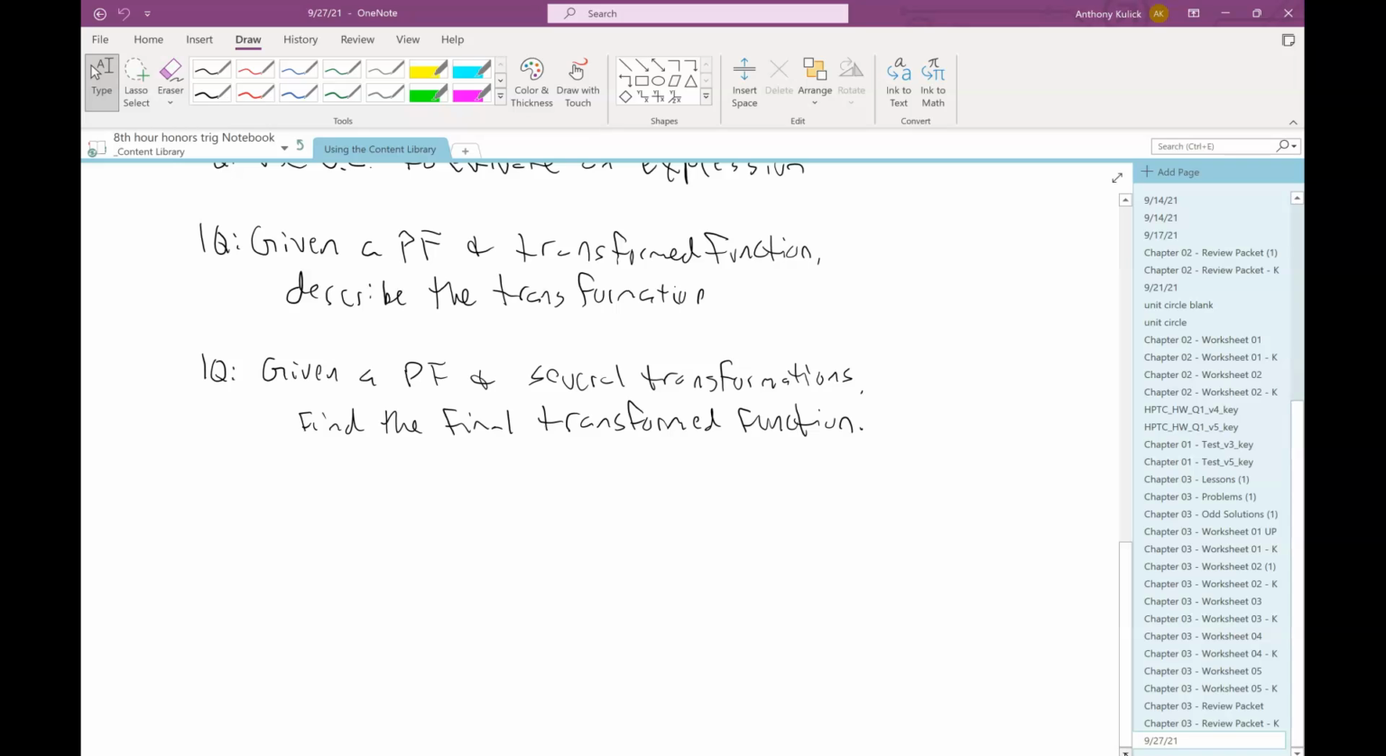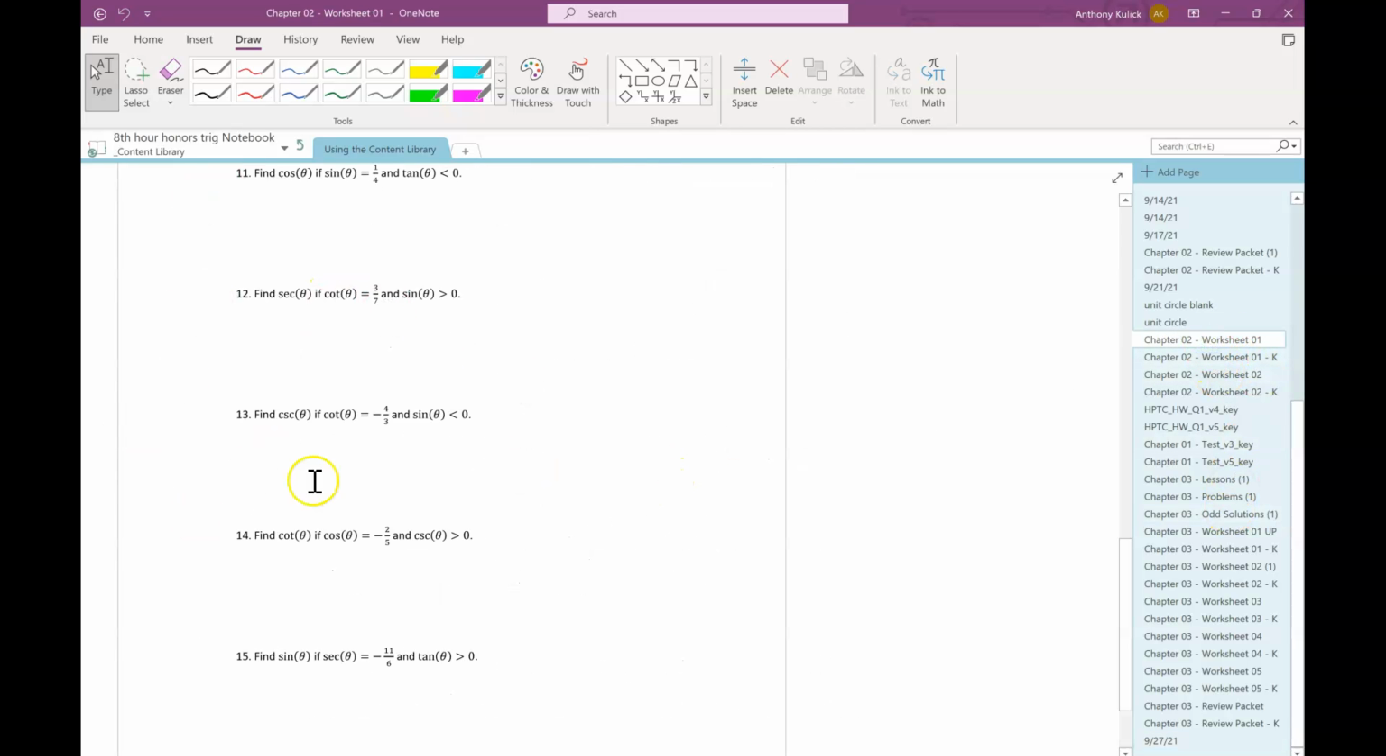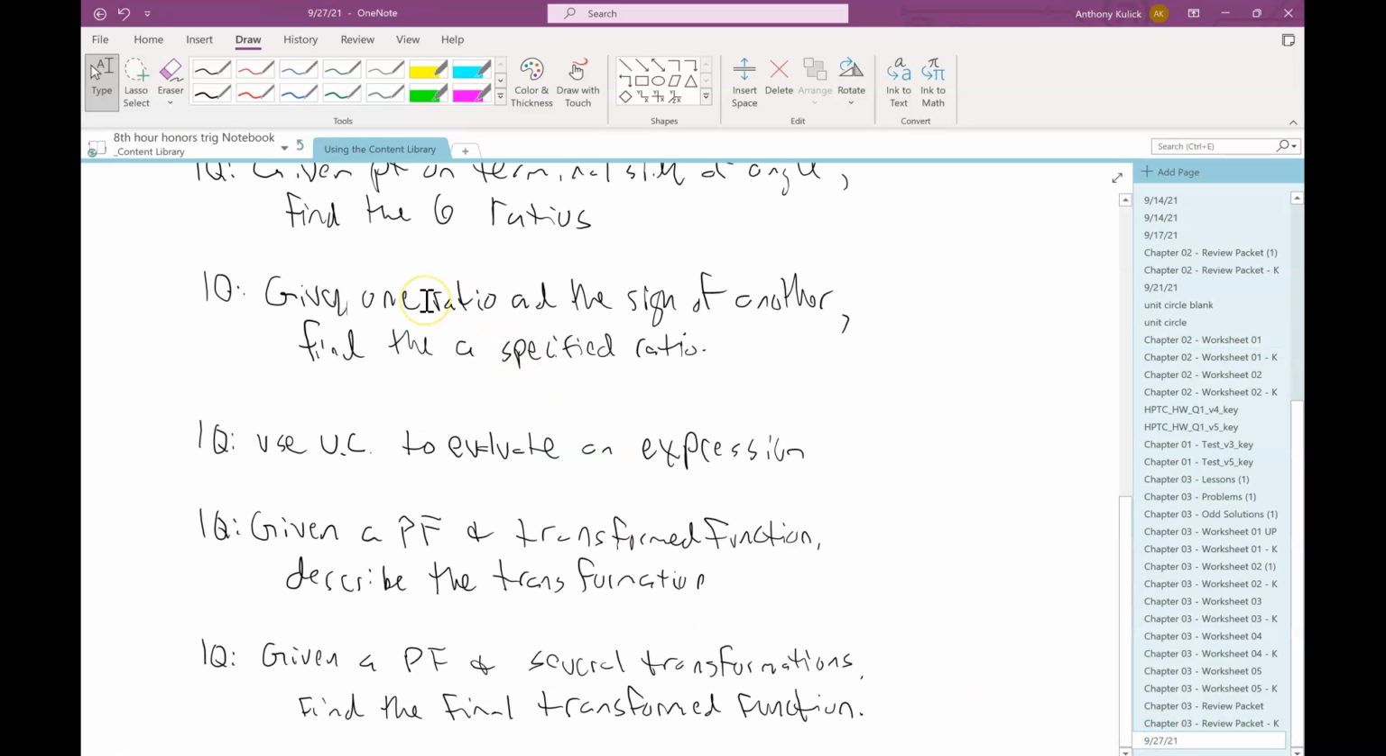Teague? What do you mean by give one ratio and the sign of another to find the specified ratio? So it should be given. So that should just be given. So that would be like the last section of questions on worksheet 1. So like these kinds of things. Oh, okay. Thank you. Yep. Ari, I saw your hand up. Oh, it was the same one. Oh, okay. Yeah, give and given probably makes a big difference, right?